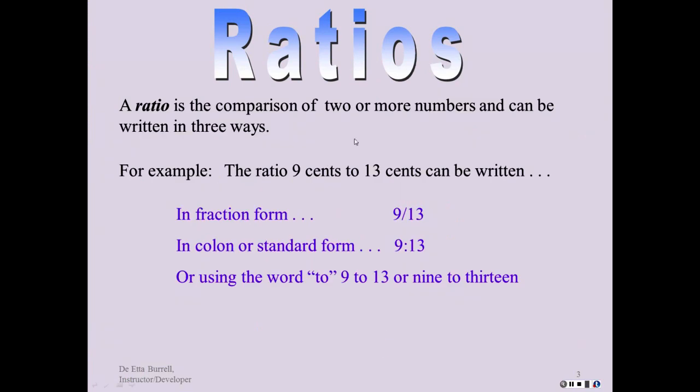A comparison of two or more numbers can be written three different ways. Here's an example of what we mean by that. The ratio of 9 cents to 13 cents can be written in fractional form, 9/13. Colon form. Now remember, the colon form is also the standard form. That's 9:13. Or you can write it in words, 9 to 13. Okay? Three different forms that we can write a ratio in.